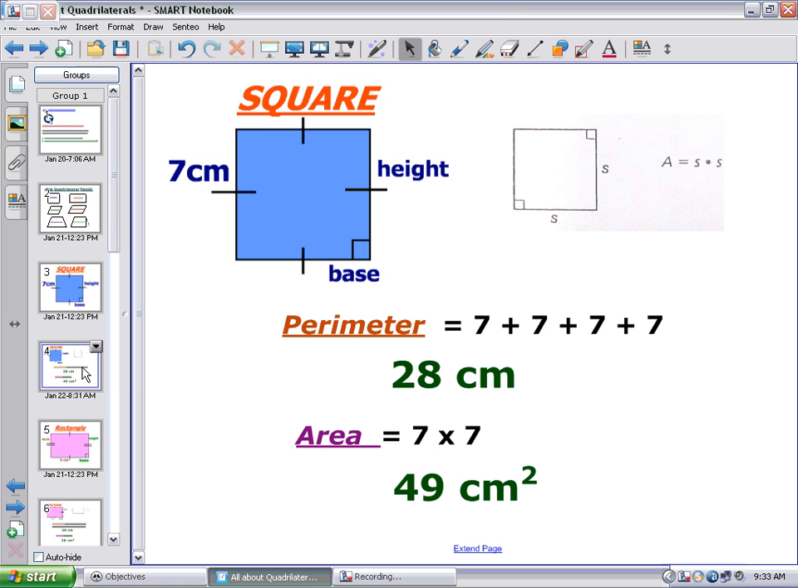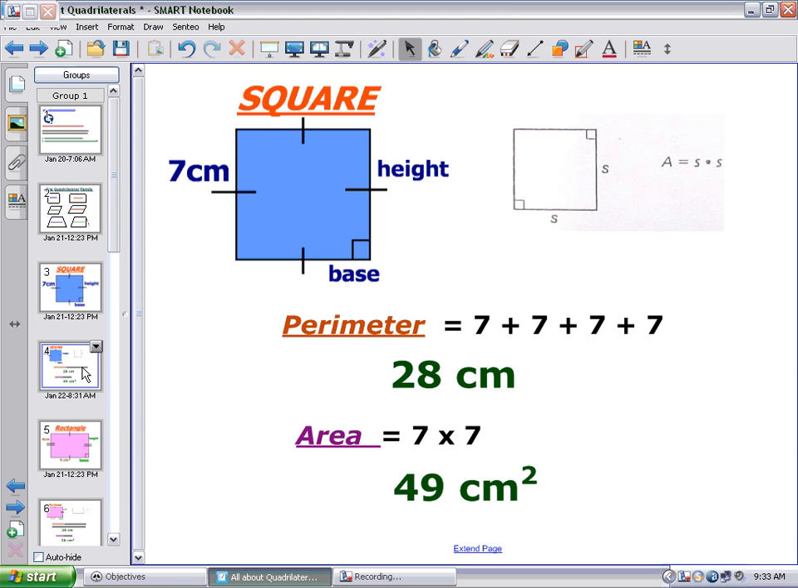To calculate its area, notice the formula on the right-hand side. A equals S times S. You'll see this in a bunch of different texts; they'll refer to this as the sides, standing for S. Sometimes you see the length times the width. Other times you might see the base times the height. Either way, it is represented by the same value.